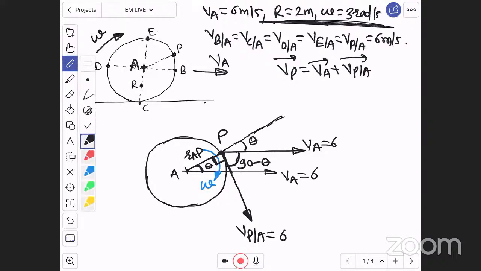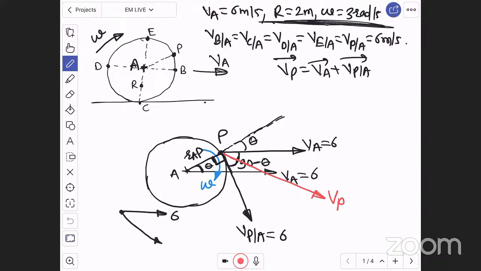Right. And the resultant of them will be in between them. इन दोनों के बीच में रिजल्टेंट ऑफ वेलोसिटी P रहेगा. The velocity of P will be in between them. Means we can say here, at point P there is a VA of 6 meter per second, velocity of P with respect to A of 6 meter per second, and this angle is 90 minus theta. Theta is 30 degree. Therefore, 90 minus theta will be 60 degree. This angle will be 60 degree, my dear students.